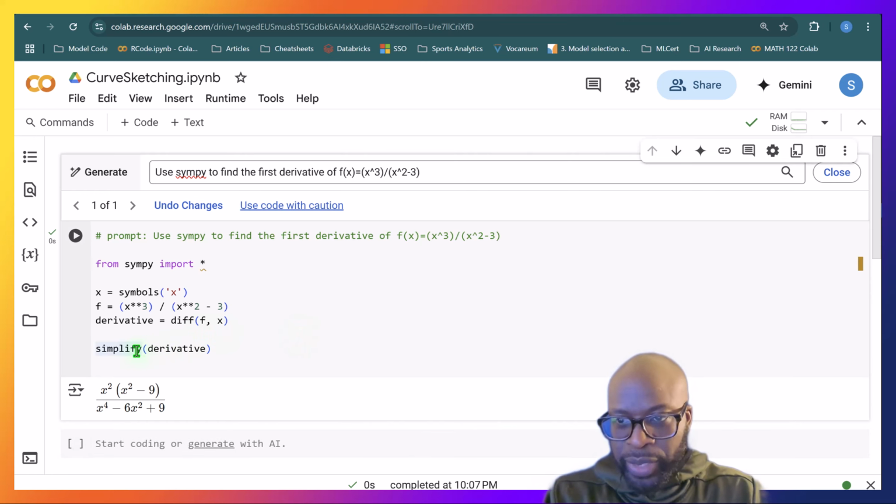Okay, now to find the zeros of the first derivative, I'll actually do that up here. To find the zeros of the first derivative, instead of simplify, just put solve.